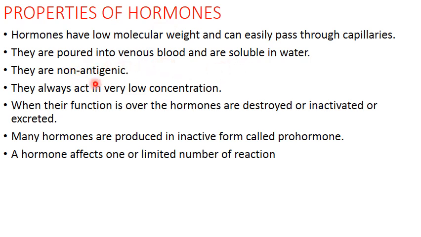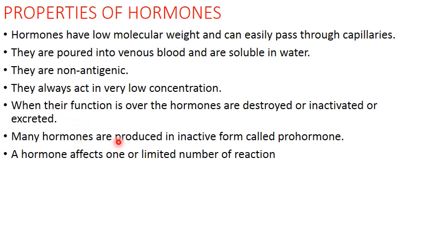They are also non-antigenic, meaning they do not produce antibodies. And you'll find that they are needed in very trace amounts, very low concentration. And this low concentration is just enough to do the necessary changes in a particular cell in the target organ, because this is going to amplify the signal they receive from the hormones and do the physiological changes in the cell. But when their function is over, the hormones are destroyed or inactivated or excreted out in the urine.